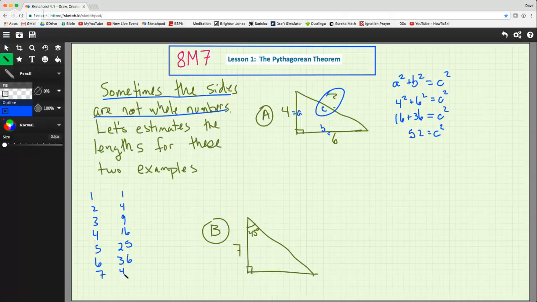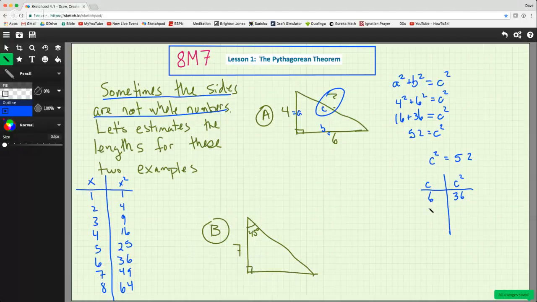And then 7 squared is 49, and then 8 squared is 64. So this is our x, and this is our x squared. Okay. Now here's where we're going to learn something new, perhaps. If C squared is 52, then C has to be between two numbers. We know it's not 6, so let's do a little chart here. If C was 6, then C squared would equal 36.